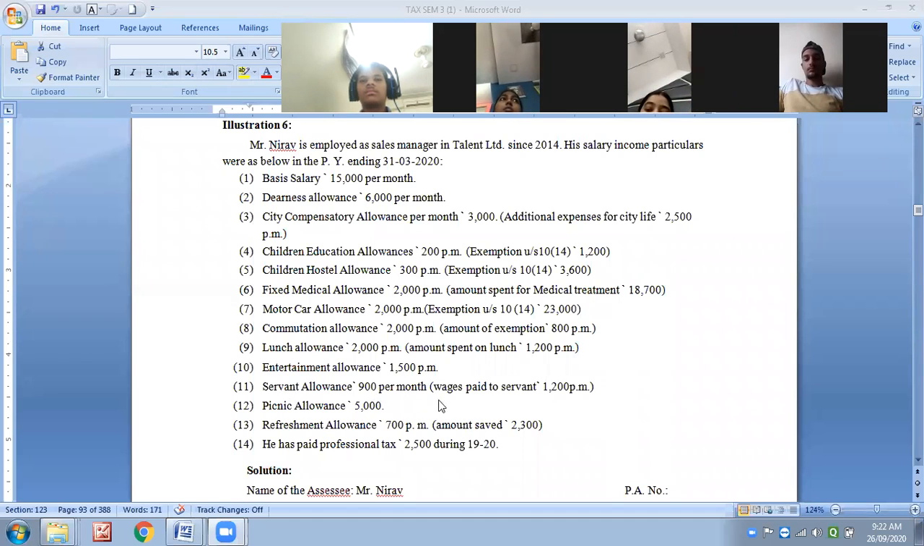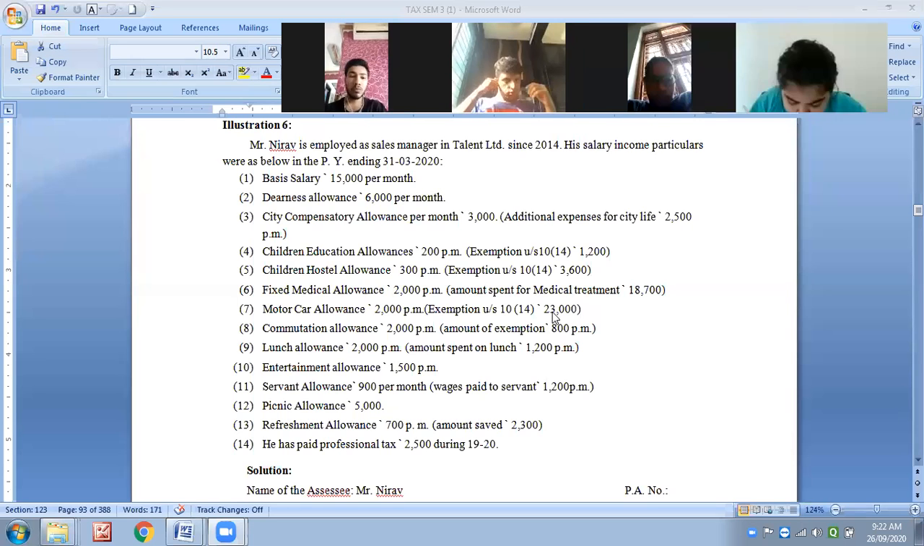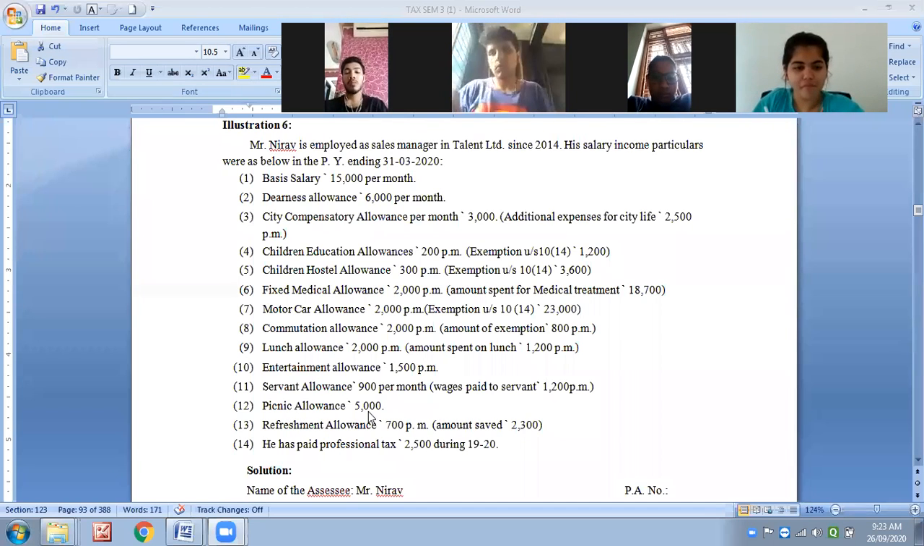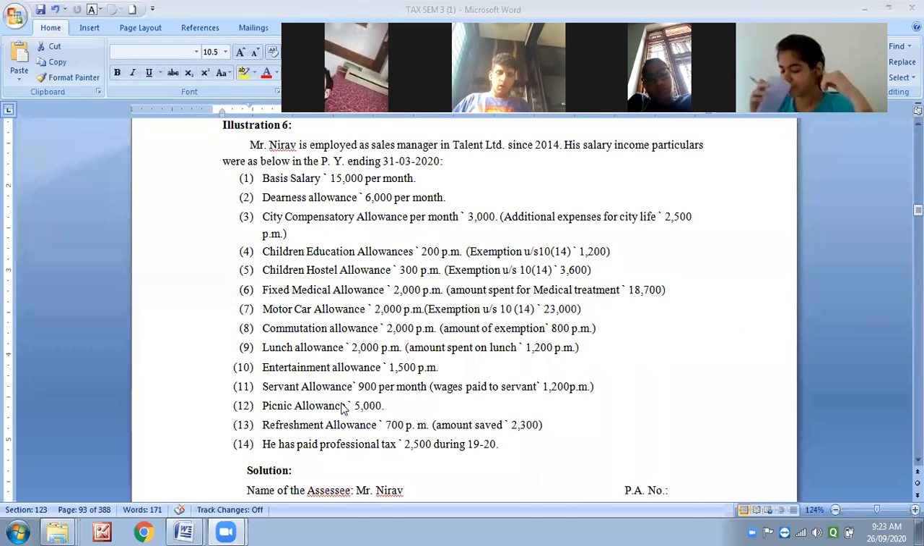Servant allowance. 900 per month. Fully taxable. Wages paid to servant, not concerned. Picnic allowance, 5,000. Fully taxable. Any allowance, that means you have got the cash from the employer being the employee. It will be taxable. Okay.